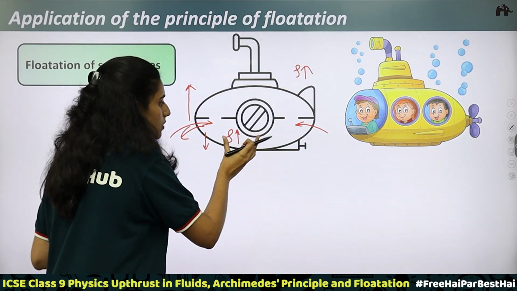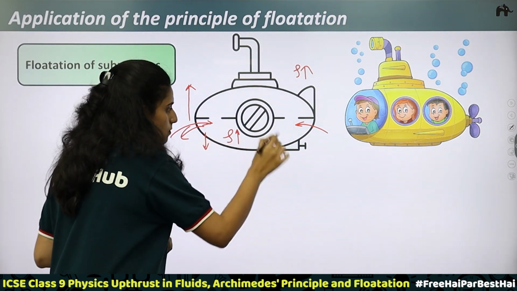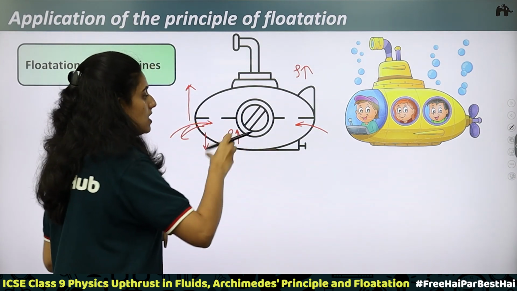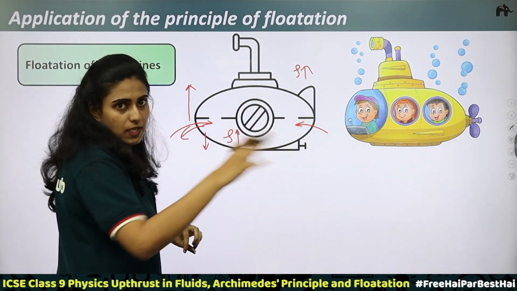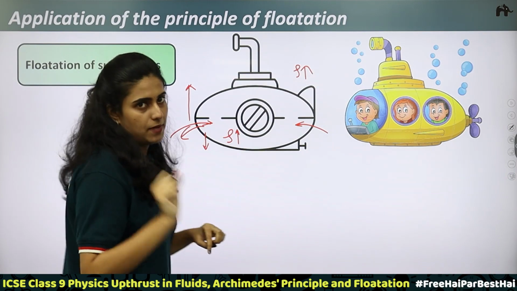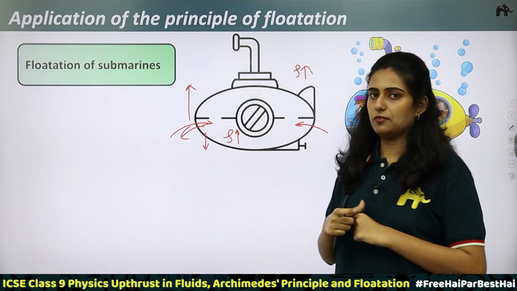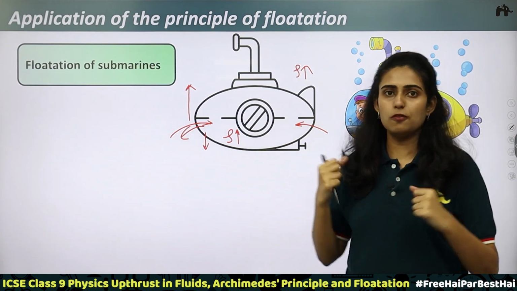Only a small portion will be inside the water. When only a small portion is inside the water, which means the amount of water displaced will be able to balance the weight of the submarine. Okay. So this is the flotation of a submarine, which is again the application of the principle of flotation.